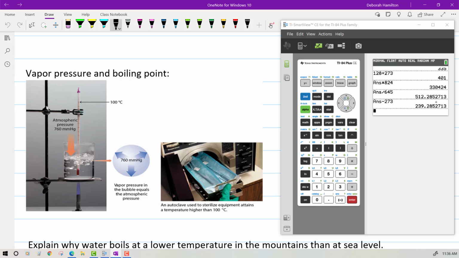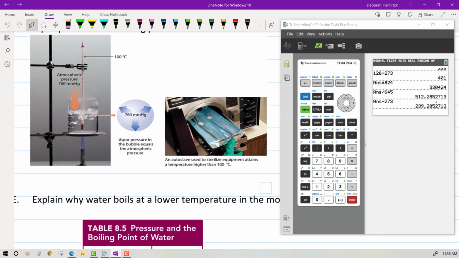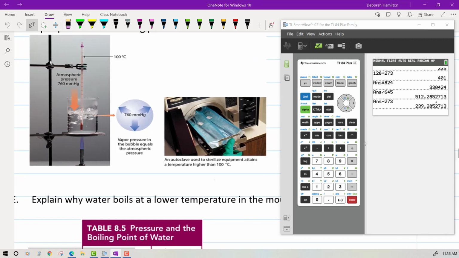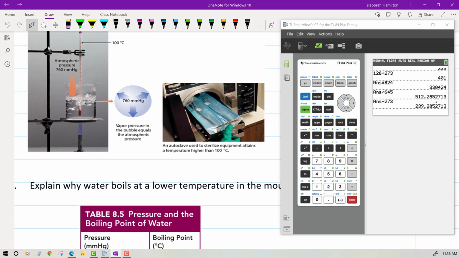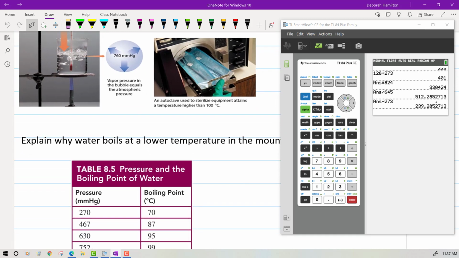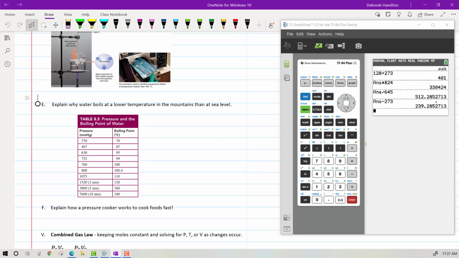So it's just water vapor inside those bubbles. Water's not breaking down into hydrogen and oxygen. Now, that'd be mighty explosive. So our temperature increases to the point at which the vapor pressure in the bubble equals atmospheric pressure, and that's when we can get boiling. The other picture here has to do with an autoclave.